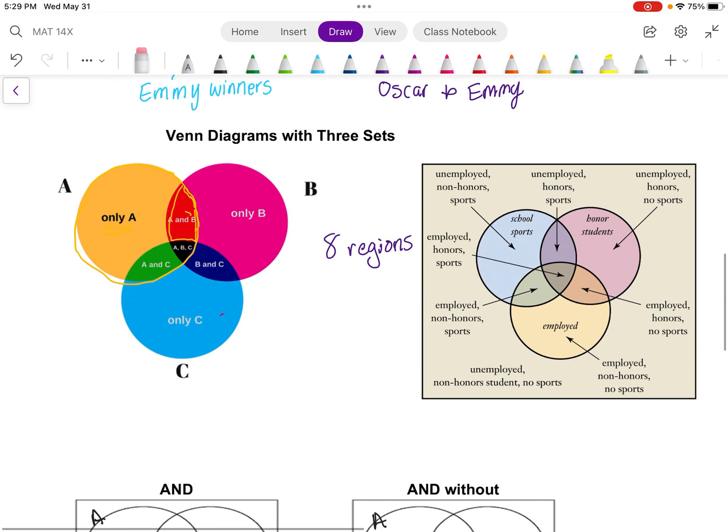So this is providing you with just a general idea of what the regions of our Venn diagram represent and where we might look when interpreting them. If you move on to the next slide, you're going to get a problem where you're going to look at a Venn diagram and think about, okay, what region represents what part, what groups of people. And you might want to come back and take a look at this school sports, honor students, employed diagram. It might help you piece those things together.